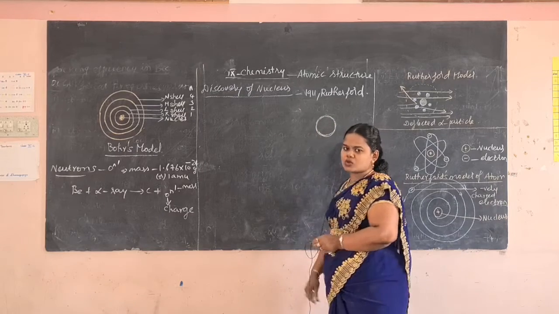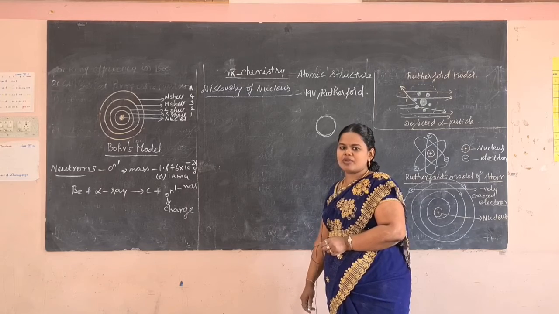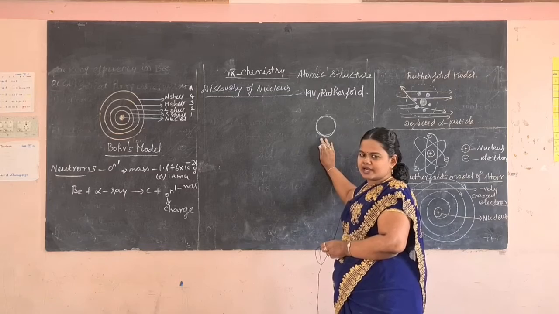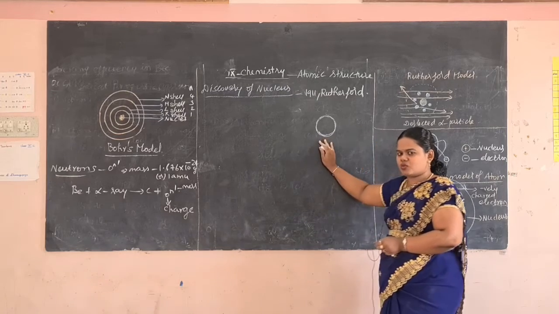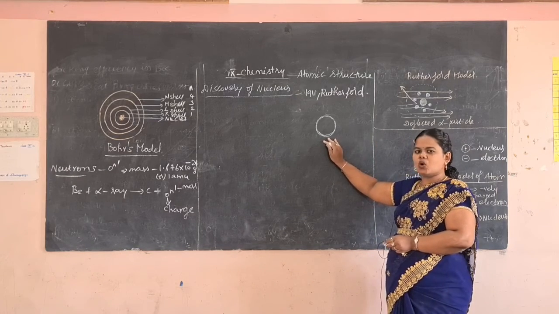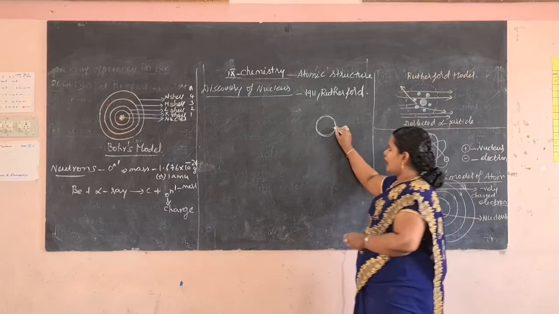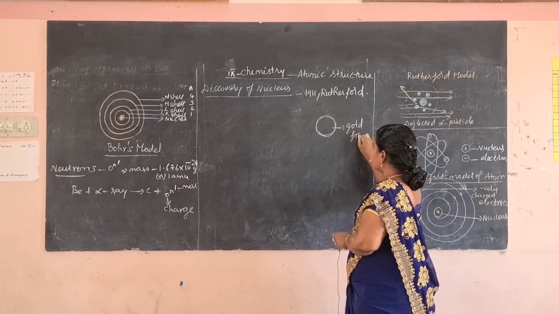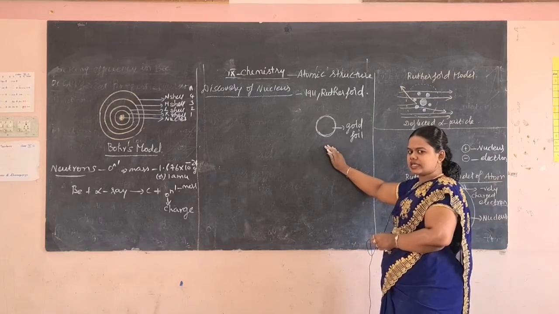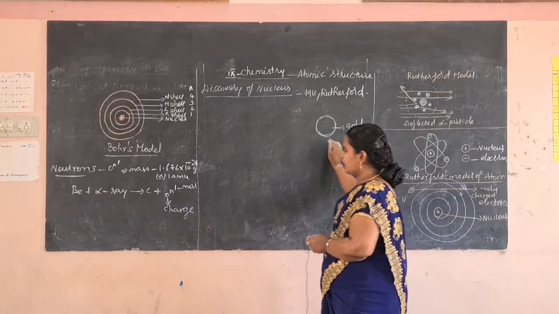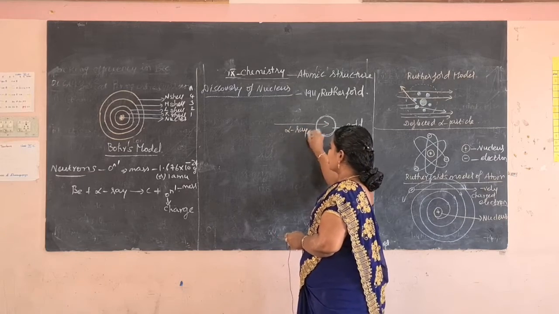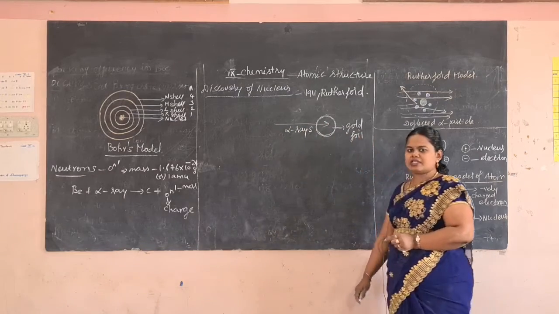Why? Because gold is malleable, that is, it can be drawn into sheets and wires. Gold is a metal, so it is malleable and ductile. So he chose this gold foil, and he bombarded alpha rays, that is, he passed alpha rays through this gold foil. He bombarded the alpha rays on the gold foil.